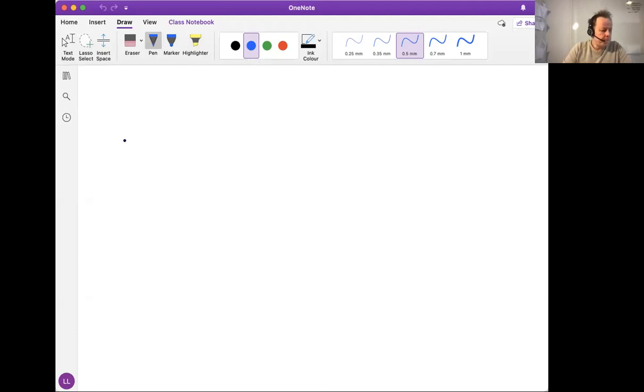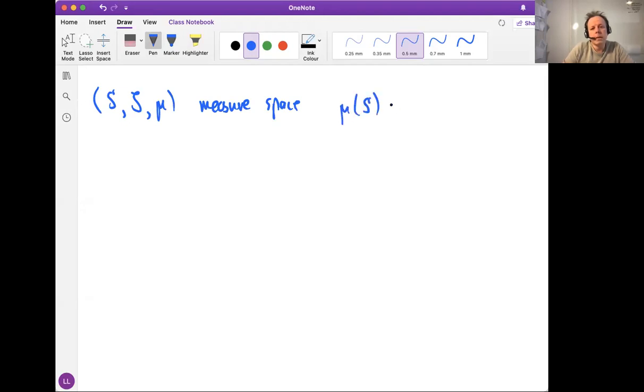We start to speak about this, fix this again. Let's fix once and for all some measure space where mu is an arbitrary measure. So mu of the total S is a number between 0 and infinity, including infinity.